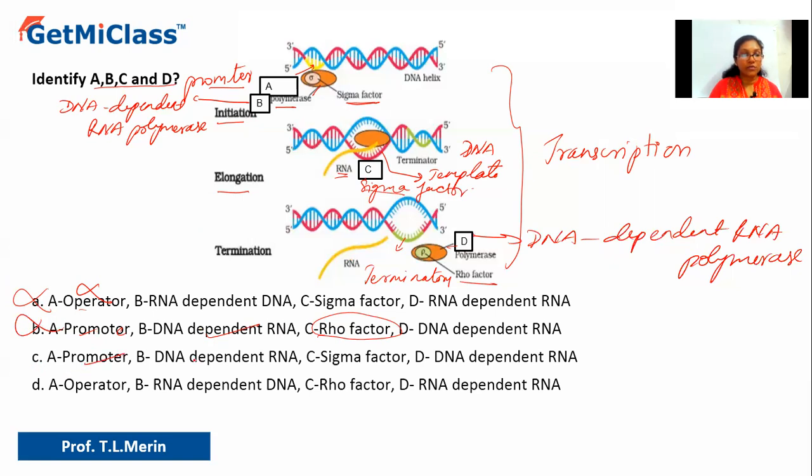Option C is A is promoter, correct. B is DNA dependent RNA, that is also correct. And C is sigma factor, that is also correct. D is again DNA dependent RNA, that is also correct. So option C should be the correct answer. Option D says A is operator, which is again incorrect. So what is the correct answer here? The correct answer is option C.